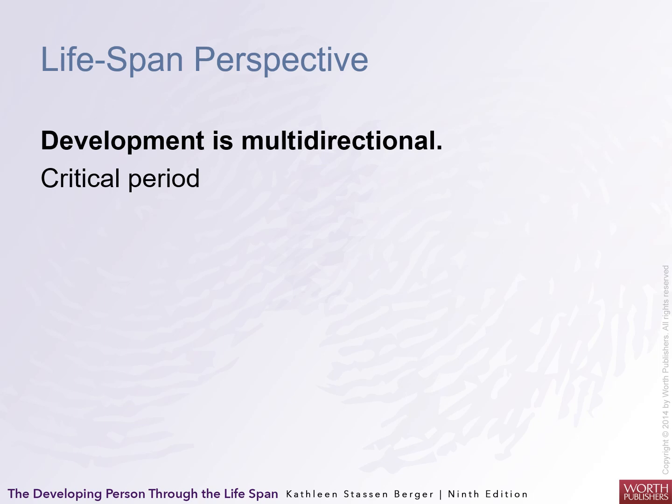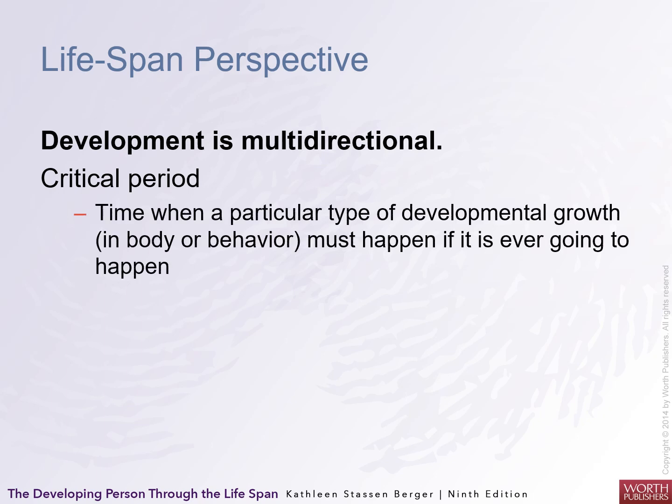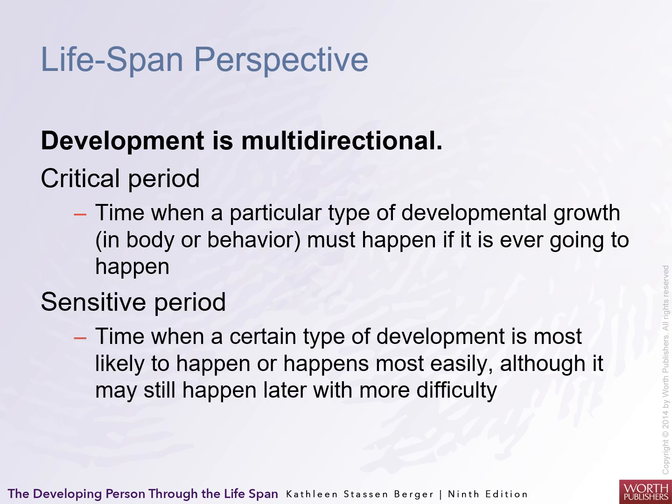There are critical periods in which development must happen, as opposed to sensitive periods when it's more of an optimum time. A critical period is a time when a particular type of developmental growth, body or behavior, must happen if it's ever going to happen, like language. A sensitive period, on the other hand, is a time when a certain type of development is most likely to happen or happens most easily, although it may still happen later with more difficulty, like language.